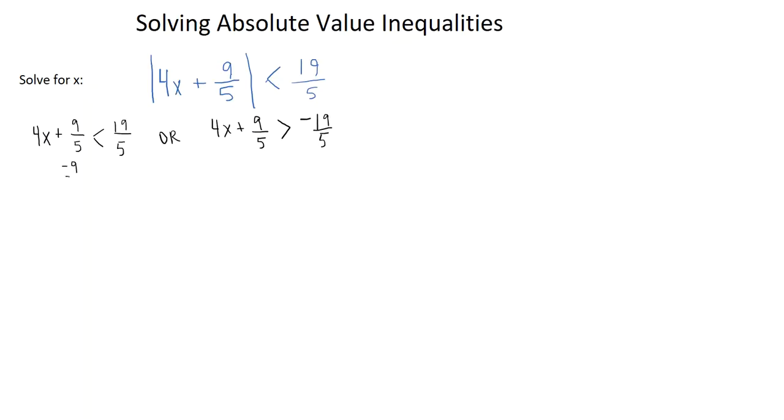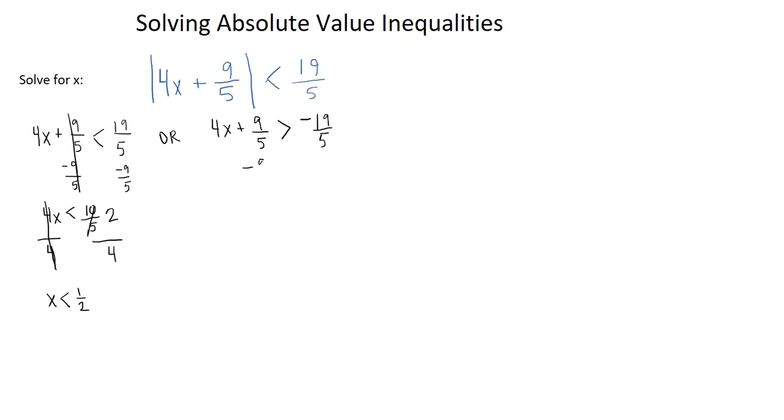So we're going to subtract 9/5 from both sides. That cancels. We have 4x less than 19/5 minus 9/5 is 10/5, which reduces to 2. And we divide both sides by 4. And we get x is less than 1/2.